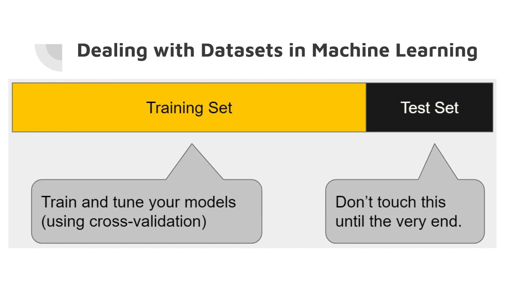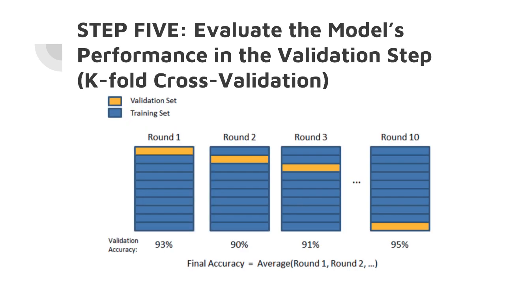Now, why do we do this? Because if we just had one big set and we trained on it and then later evaluated the performance of that model on the same set it was trained on, that doesn't really give us any information about the model's performance, because the model is literally just memorizing what's in the training set and, oh yay, it has a high accuracy. But no, we need to have a separate test set.